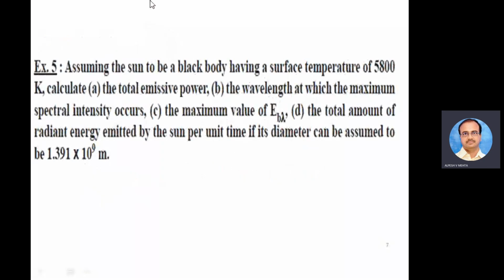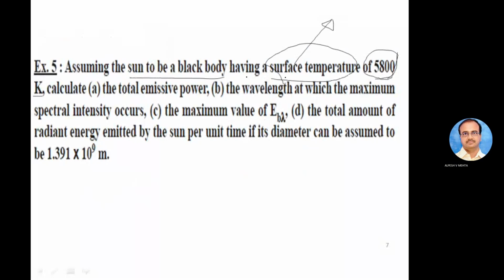So assuming the sun to be a black body, having a surface temperature of 5800 Kelvin. You can see here the surface temperature of the sun is around 5800 Kelvin. Center temperature is very high, so we are not talking about that part. We are talking about surface temperature only.